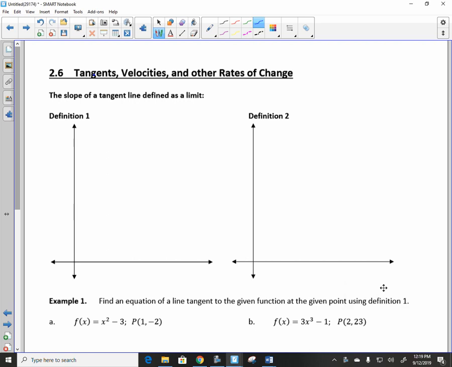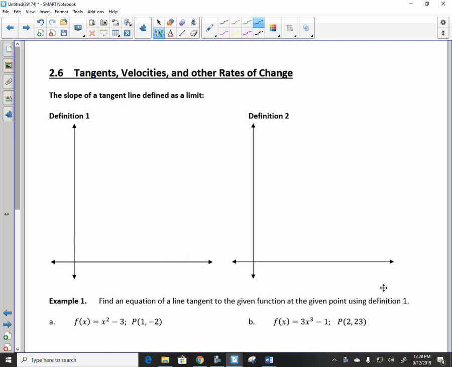Okay, calculus is about three really big ideas. Those three big ideas are limits, derivatives, and integrals. So far, we've been talking about limits, and now we're going to tie limits to derivatives and share a little bit what that is. But the slope of a tangent line can be defined as a limit.